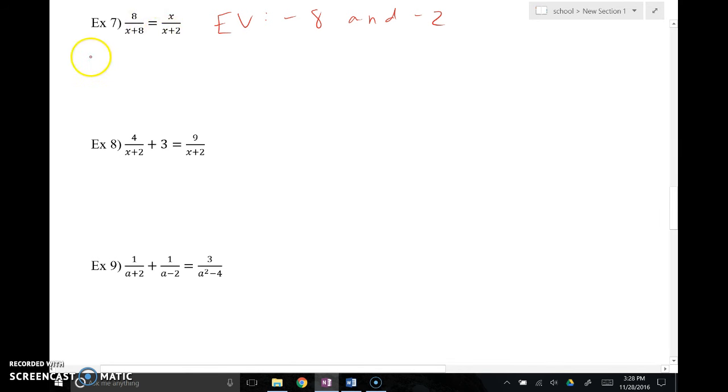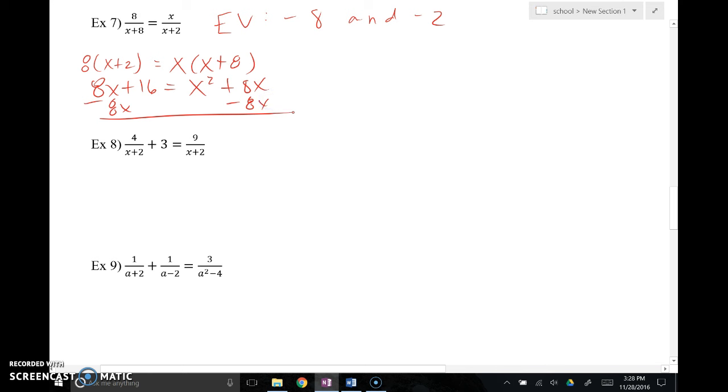Now I want to cross multiply here. So 8 times x plus 2 and x times x plus 8. Again, I'm going to end up with a quadratic here, so I'm going to have to do some quadratic solving. 8x plus 16 is equal to x squared plus 8x. That happened because of distribution. Now I want to set this thing equal to 0. Subtract 8x from both sides, and I get 16 is equal to x squared. And then these cancel. Amazing. So 16 is equal to x squared.